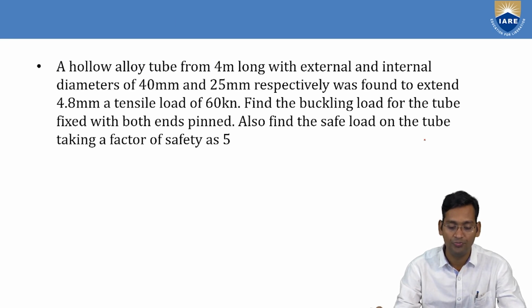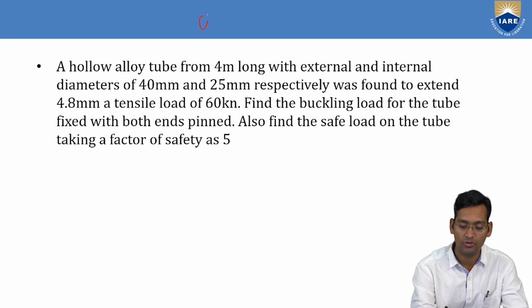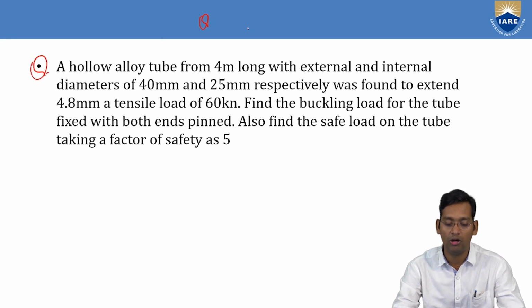First, a hollow alloy tube. Actually, this is the question. A hollow alloy tube 4 meter long with external and internal diameter of 40 mm and 25 mm respectively was found to extend 4.8 mm under a tensile load of 60 kilonewton. Find the buckling load for the tube fixed with both ends pinned.